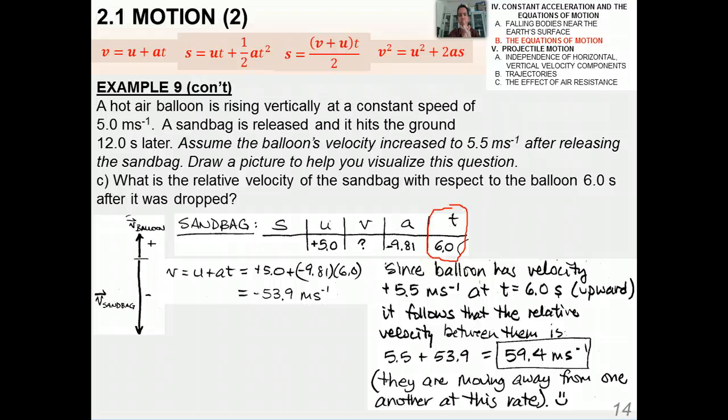Now, here's my reasoning for this one. Since the balloon has velocity 5.5 meters per second at 6 seconds, it follows that the relative velocity between them would be the addition of 5.5 and 53.9 because they're moving in different directions. Remember, if you have a motion detector on a cart and the other cart is moving away from it, reflecting the ultrasonic beam back to the motion detector, the relative velocity between them is additive. So I got 54.9 meters per second because they're moving away from one another at this rate.